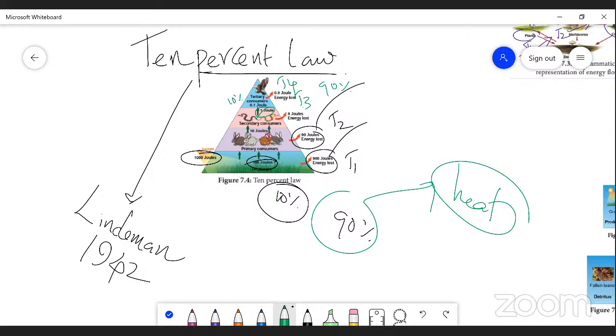Is that a 3-mark question? Or, the 10% law was proposed by dash. That is one more question. If it is asked, you write Lindemann in the year 1942.